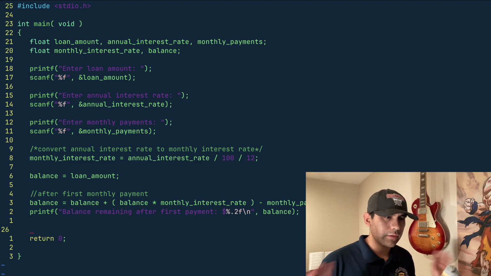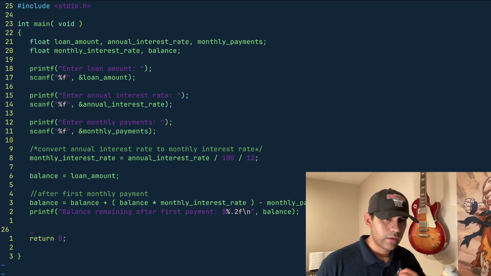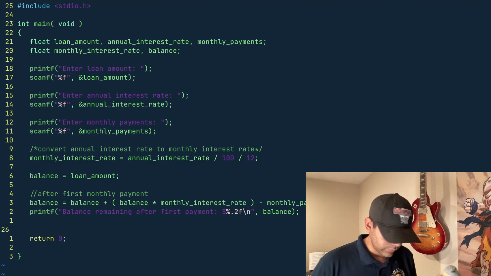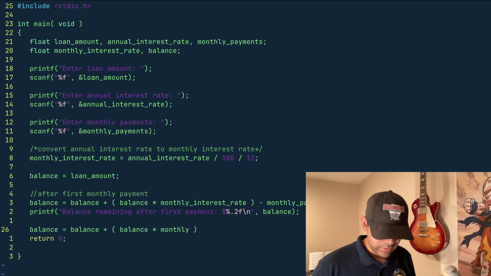So basically, it's going to be the same thing. We're just going to repeat the same process, subtracting from our balance. So we just copy and paste. Well, I could copy and paste, but I'd rather do it by hand. Let's do it the hard way. You know what? I'm going to copy and paste. This is way too much work.